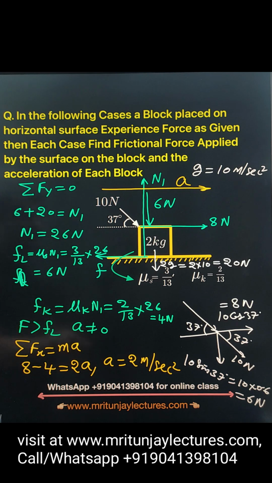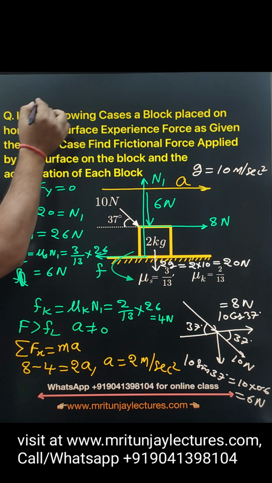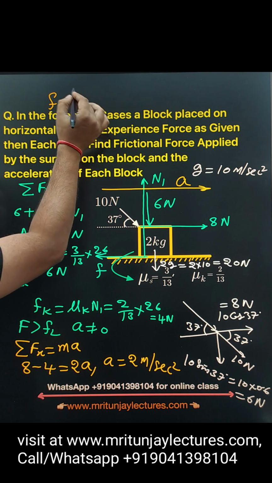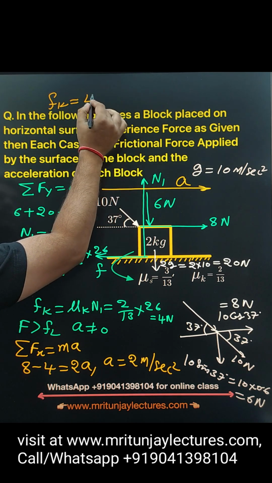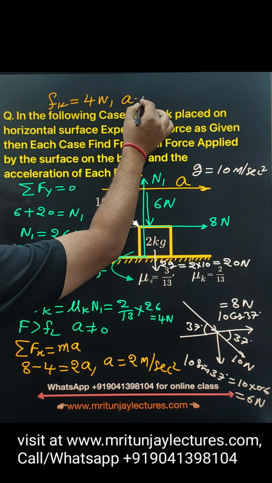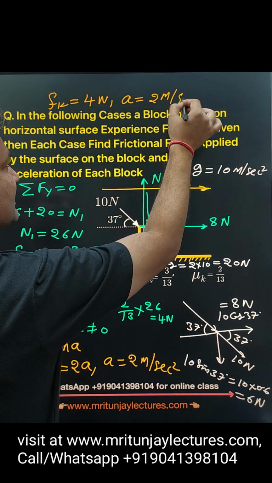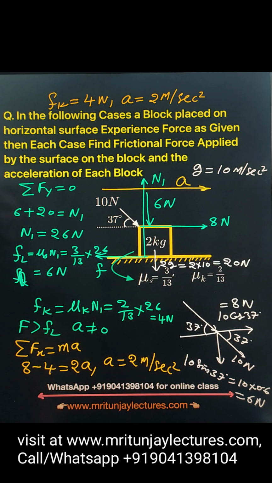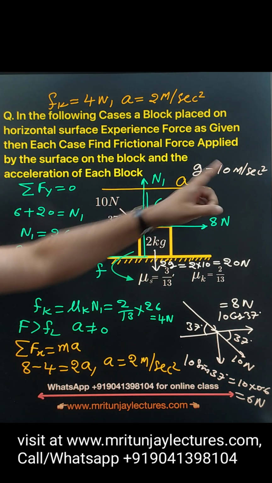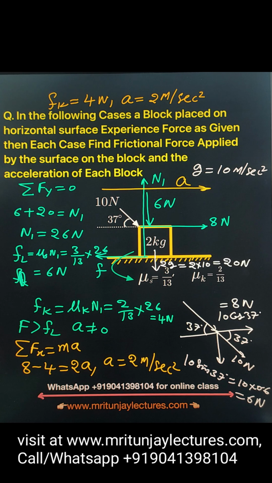Now the next target: what frictional force acts during motion? Kinetic frictional force. So the kinetic frictional force is 4 Newton, and the acceleration of the block is 2 meter per second square, if g is taken as 10 meter per second square. Okay, I hope that is clear.